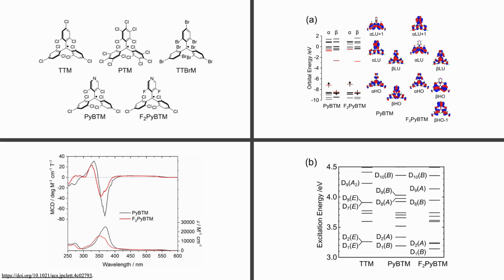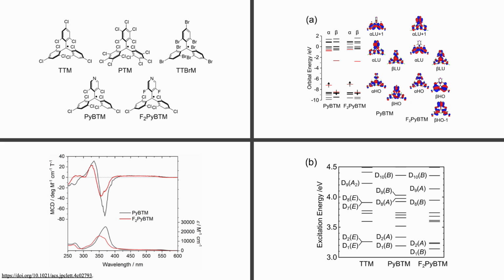So using these DFT calculations, the authors were able to attribute the strong UV absorption bands seen in our figure on the left bottom to a couple of different transitions, first of all being D0 to D8 and D0 to D9. And they could even further characterize them as the alpha HOMO to the alpha LUMO and alpha LUMO+1.